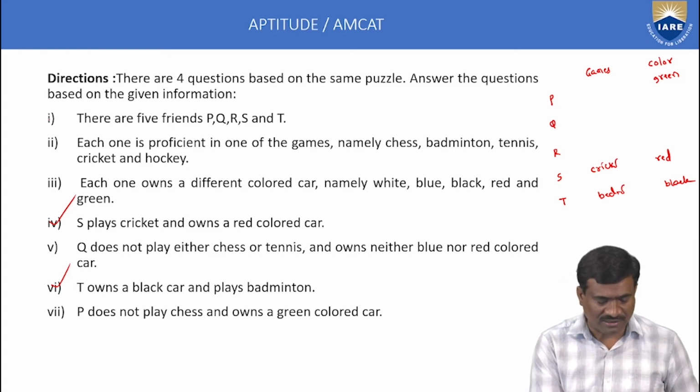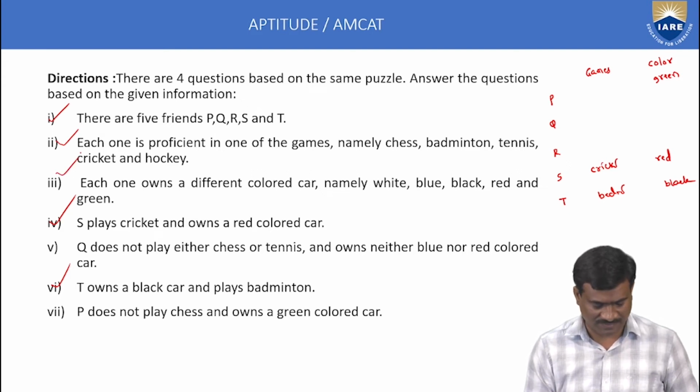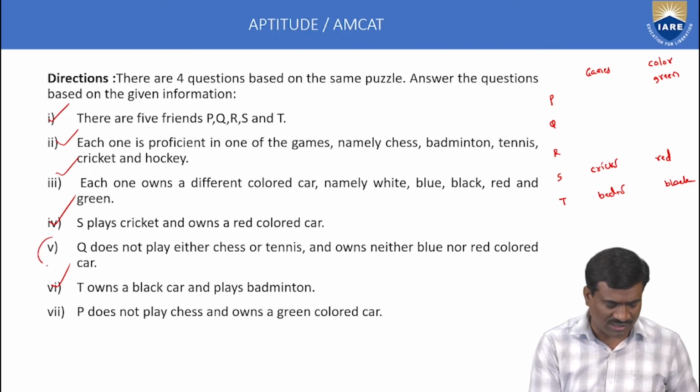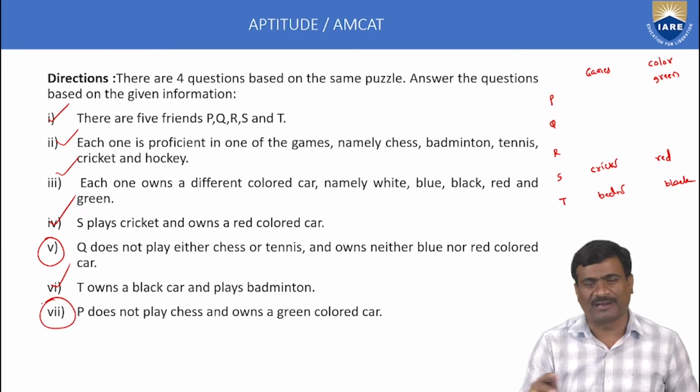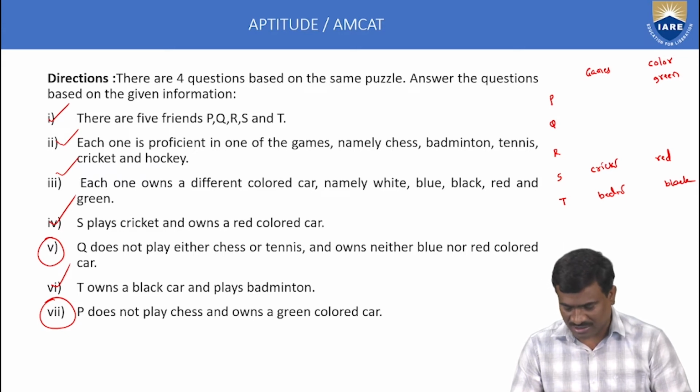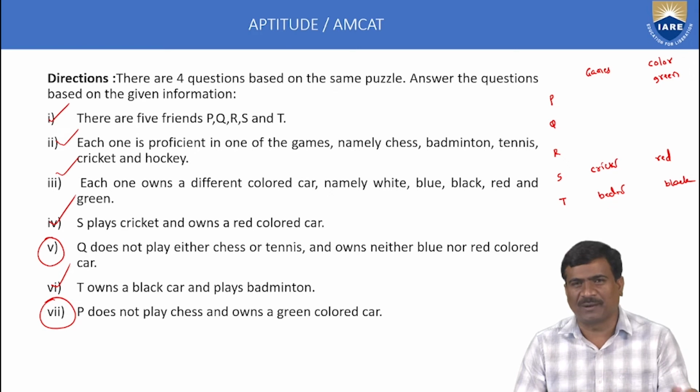Here the first statement is completed, second statement completed, third statement completed. The 4th statement and 6th statement are completed. Pending only the 5th one and 7th one. Next, in the table, color green completed, red completed, black completed. Pending only white and blue. Only two colors pending.